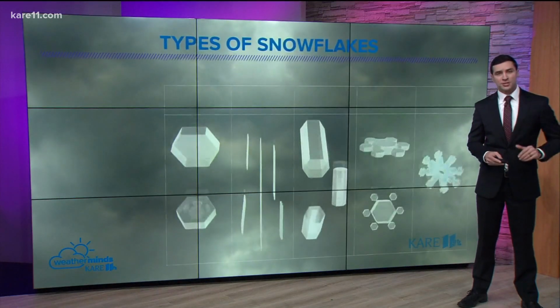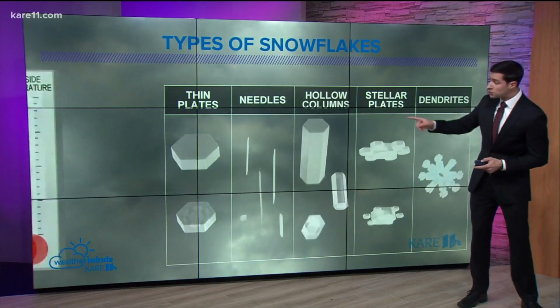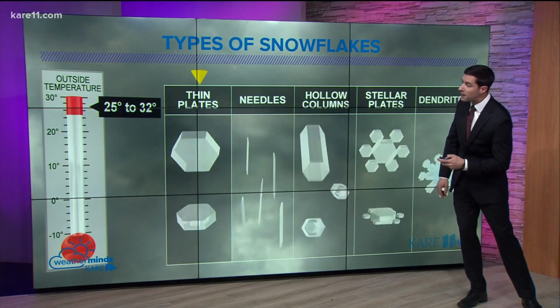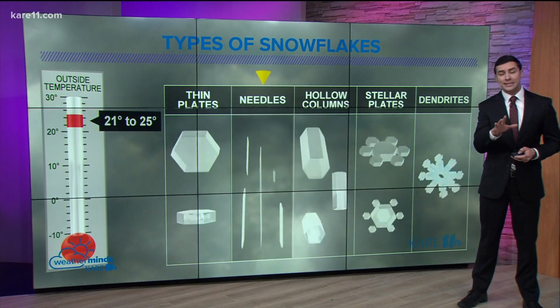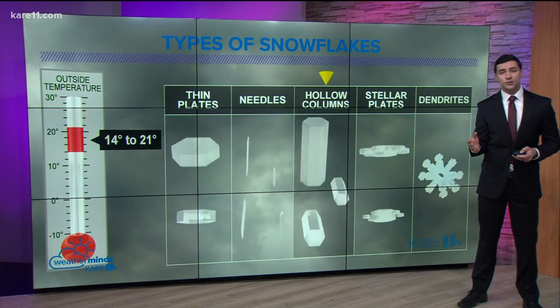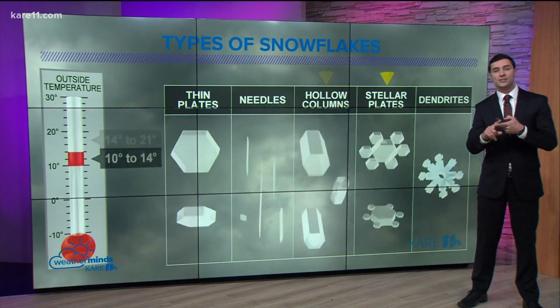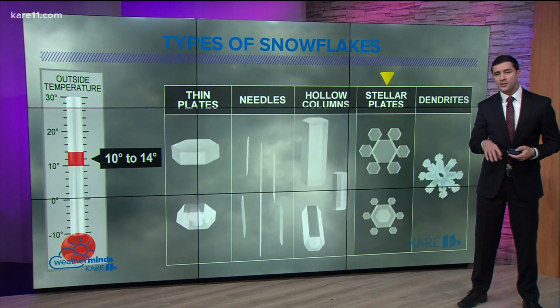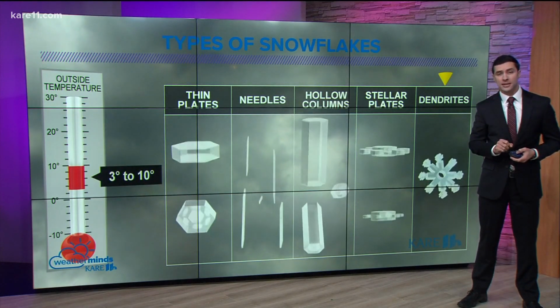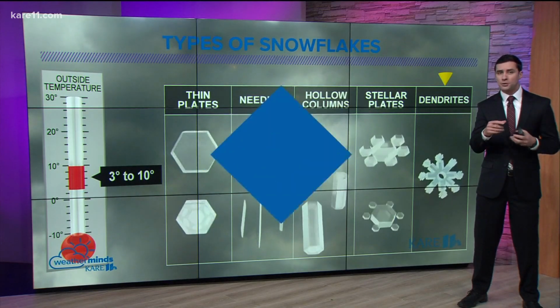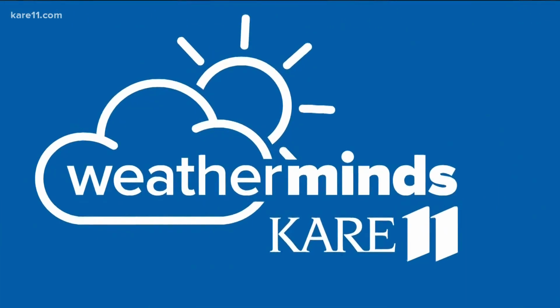Now, there are many different types of snowflake shapes. When the temperature is predominantly between 25 and 32 degrees, you get these thin plates. A couple degrees colder and you get needles. Temperatures in the teens result in hollow columns. Stellar plates form at about 10 to 14 degrees, and those classic dendrite shapes come from temperatures around 3 to 10 degrees. And keep in mind, these are temperatures in the clouds where the snowflakes are being made.